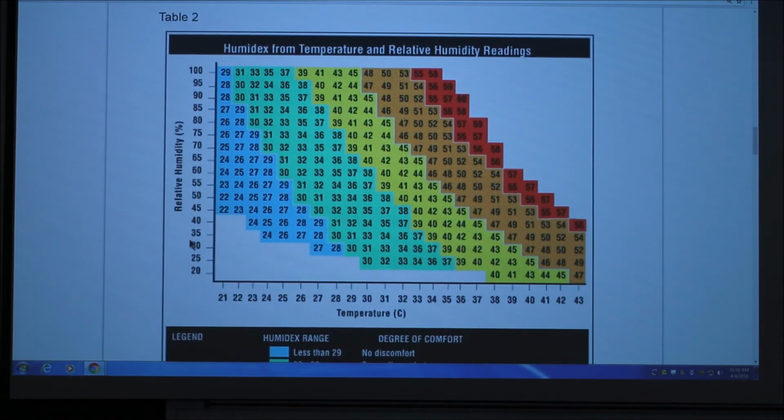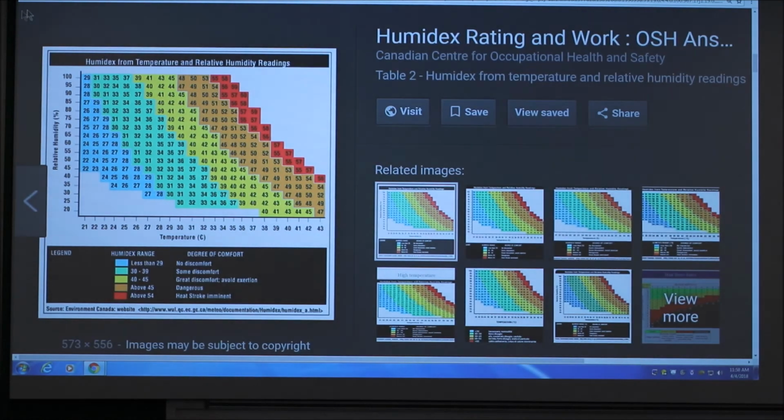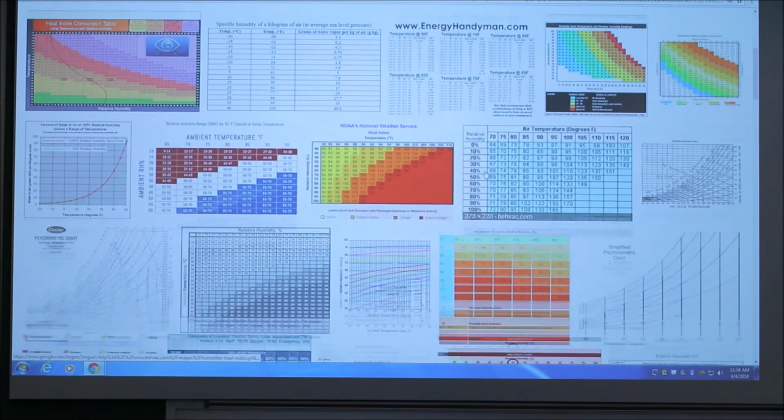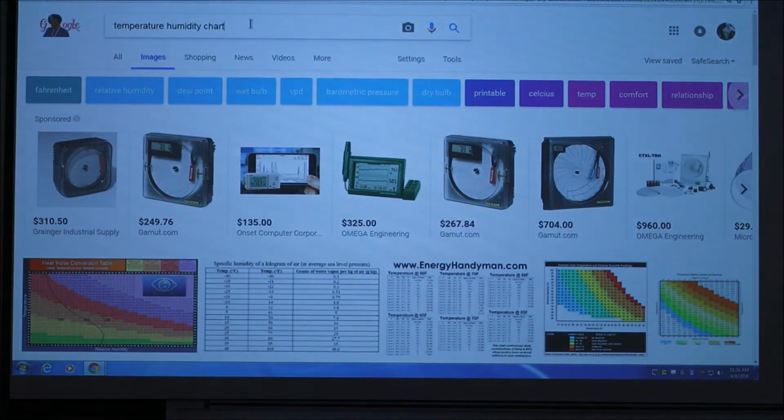Okay, and this is in degrees C, but that's okay. So here's the temperature, and here's the relative humidity. And you know what? I'm going to try to find a different one because there are some for livestock. Let me try to find one for livestock. Now that I think about it, temperature humidity chart livestock.